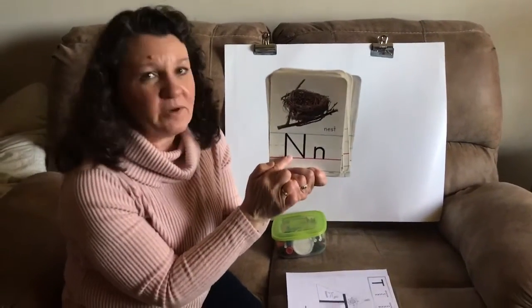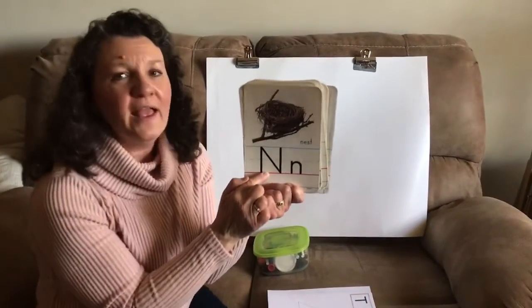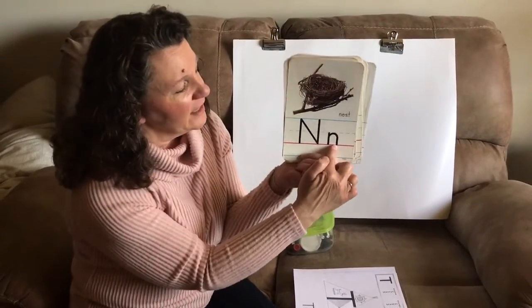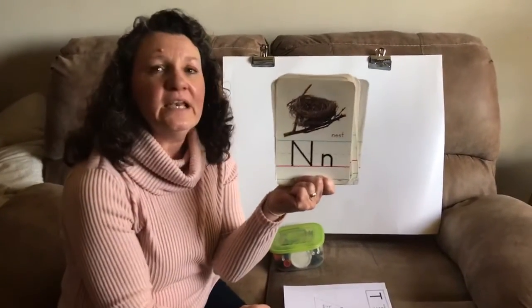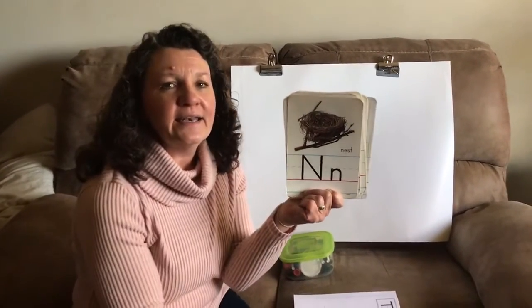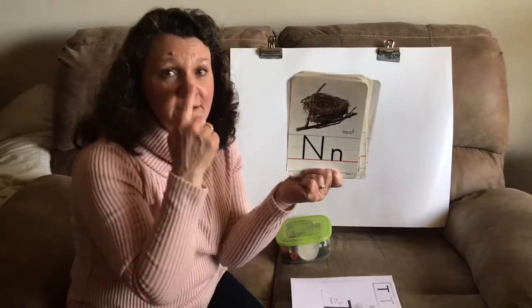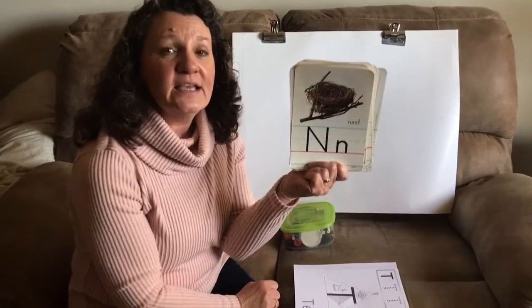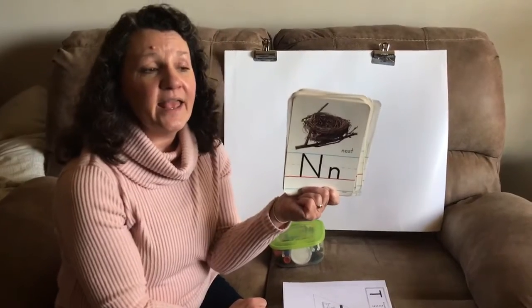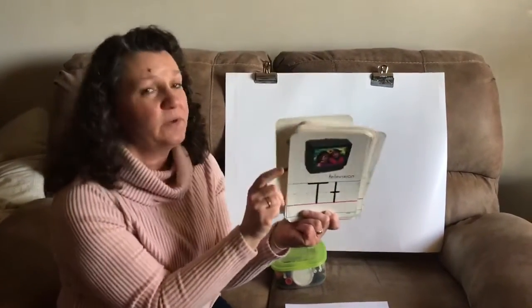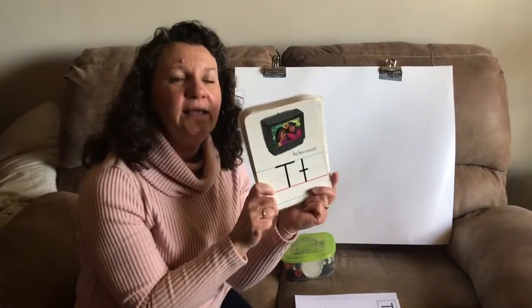And what about this one? N. We have our capital N for Nico and for Nicolette and for Noto. And there's our lowercase n. It makes the N sound, like nest and necklace and nose and newspaper. N is for nest, N is for nest.